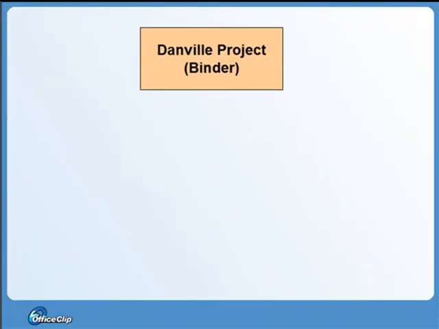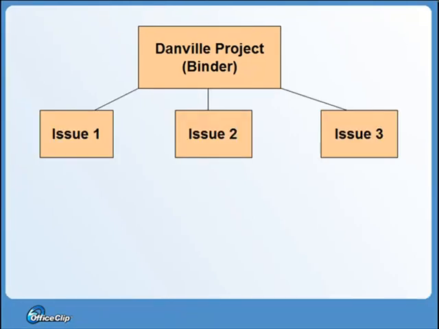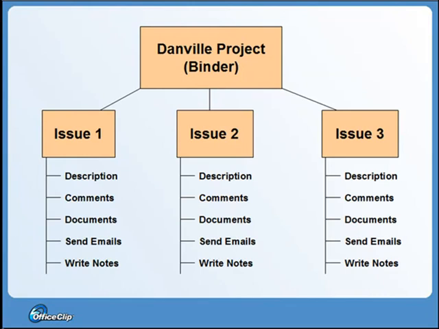All issues in OfficeClip Issue Tracker are stored in binders. Binders are similar to virtual filing cabinets for your issues. A binder could be the name of your project, and all the issues associated with that project would go into the binder, keeping it organized and efficient. Each issue allows you to write a description, add comments, attach documents, send emails, and write notes.